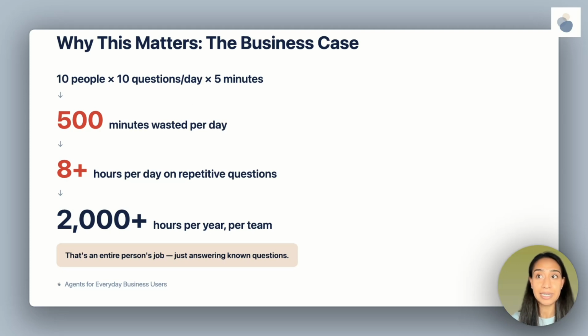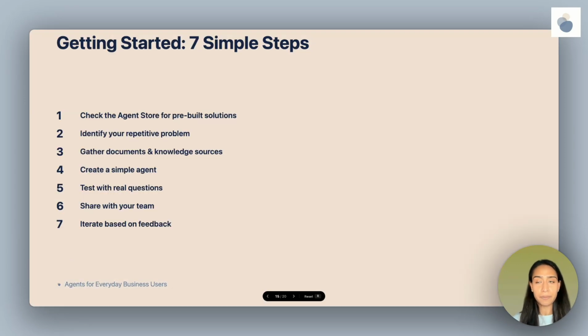So here, we're going to simplify that. The way in which we simplified it is first we start by checking the agent store. Are there any pre-built solutions that solve the problem? Then identify what exactly in the problem is repetitive. The second step is to also gather the information and the knowledge sources. Next, create a simple agent. Finally, test the agent with some questions and validate that they're actually answered correctly. Share this with your team in a POC environment, and then iterate and get some feedback.